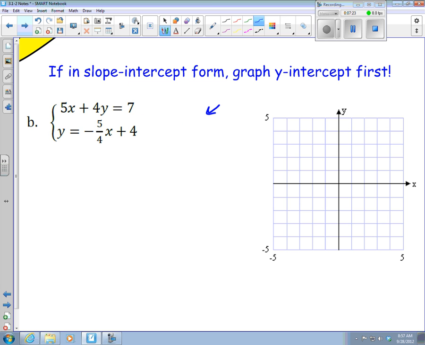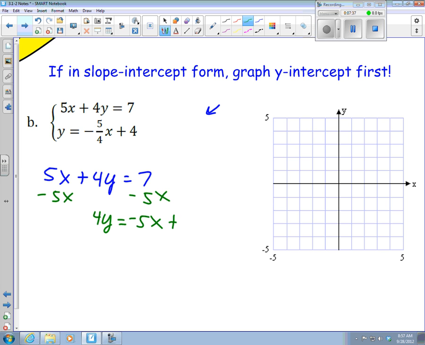So let's take 5x plus 4y equals 7. First of all, subtracting 5x from both sides. 4y equals negative 5x plus 7. We're not done yet. We're going to have to divide everything by 4. And I get y equals negative 5/4 x plus 1.75 roughly. Well, exactly, actually.